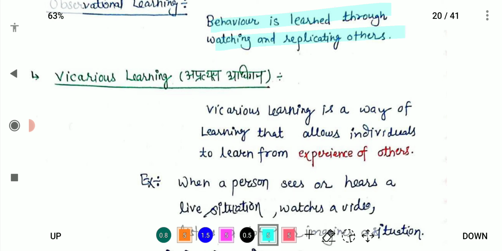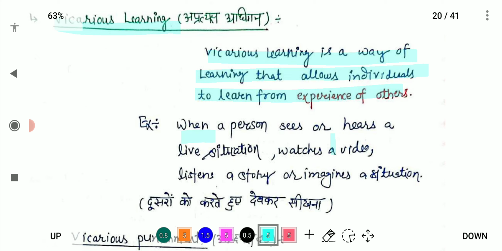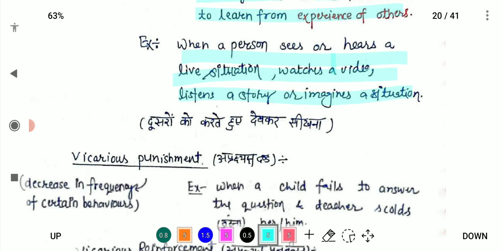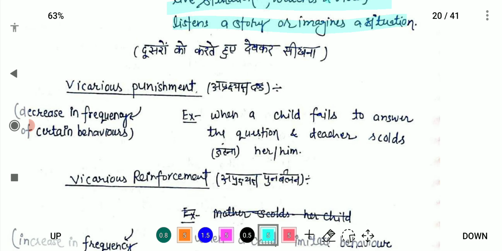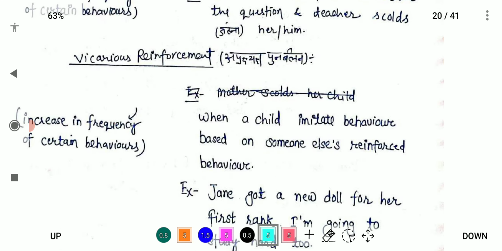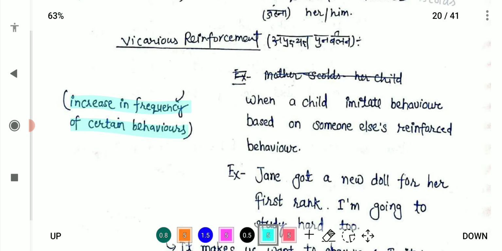Next, vicarious learning. Vicarious learning is a way of learning that allows an individual to learn from the experience of others. By using the experience of others, we can also learn. When a person sees or hears a live situation, watches a video, listens to a story, or imagines a situation, vicarious punishment decreases the frequency of certain behavior. When the child fails to answer the question and the teacher scolds her or him, the behavior decreases in frequency. Vicarious reinforcement is what? An increase in the frequency of certain behavior, when the child imitates behavior based on someone else's reinforced behavior.